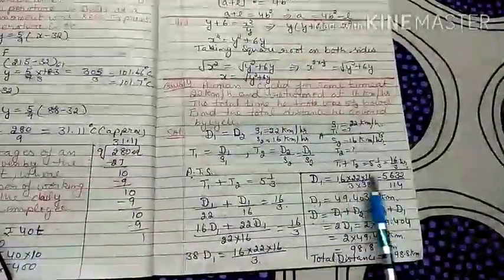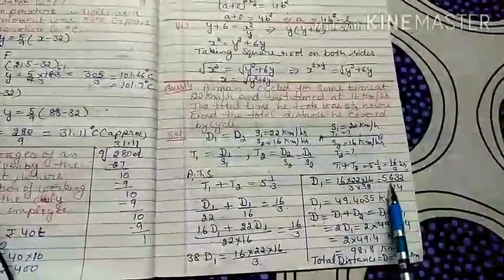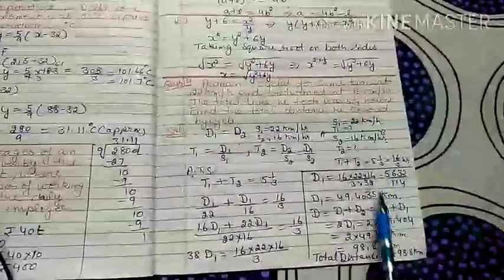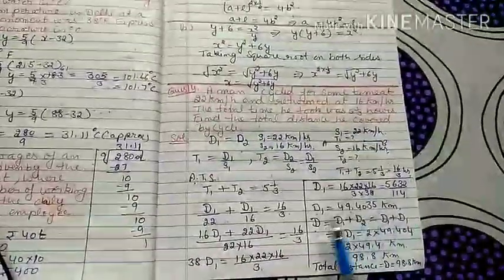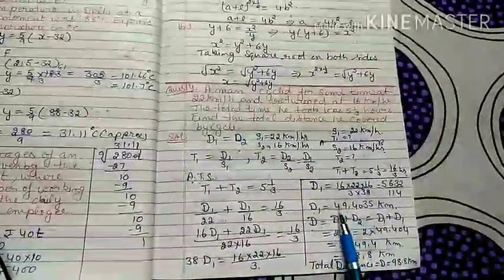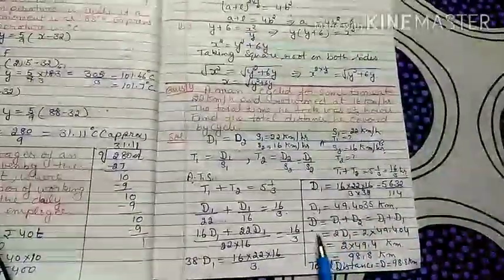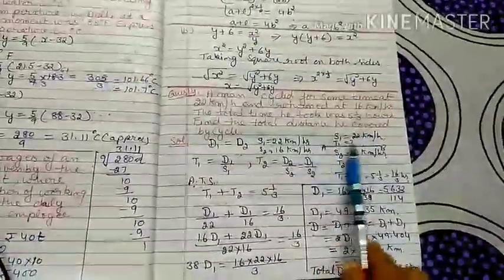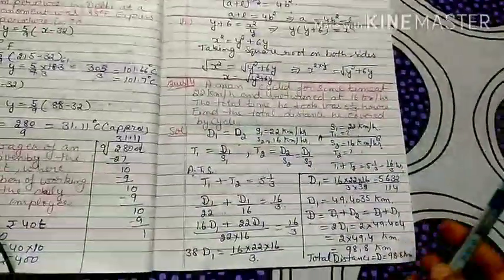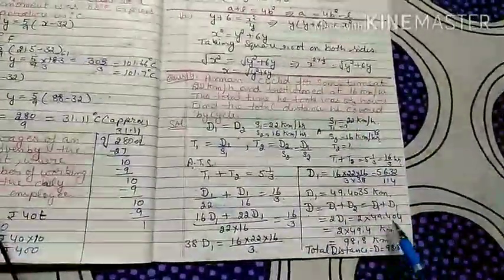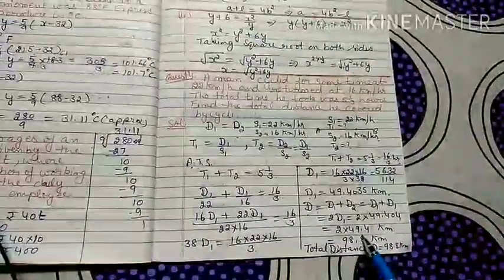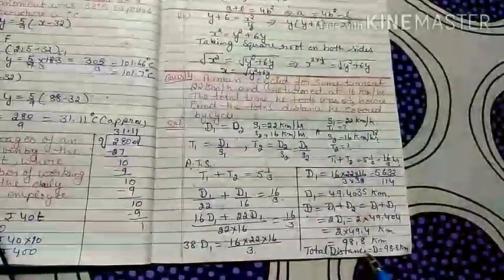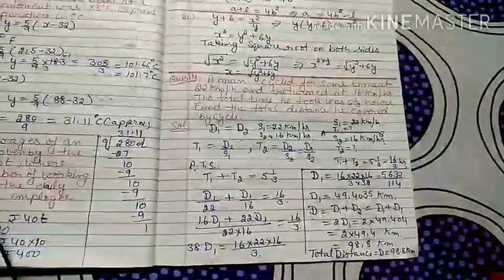22 into 16 divided by 3 into 38 gives me 5632 by 114. After division, my answer is approximately 49.4035. That is not an exact value, so we round it to 49.4. So the total distance covered by the cycle from A to B and B to A is 2 times D1. 2 into 49.4 gives me 98.8 kilometers. Then the total distance covered by the cycle is 98.8 kilometers.